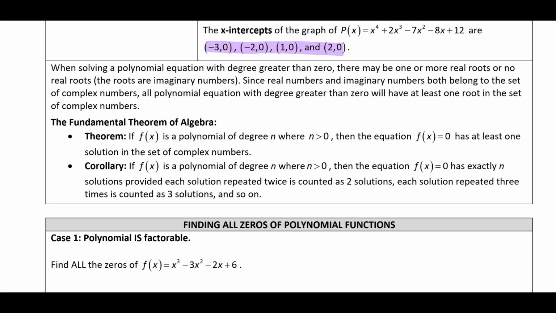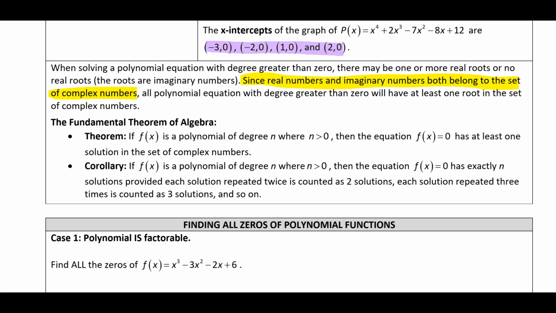What the fundamental theorem of algebra tells us is that if there's a polynomial of degree n, so any degree other than 0, so first degree, second degree, third degree, fourth degree, all the way up to whatever degree you want, then that equation is going to have at least one solution in the set of complex numbers. Now, it's easy to think that when we say complex numbers, we mean imaginary numbers. But if you'll recall, both real numbers and imaginary numbers belong to the set of complex numbers. So both of those different number sets, the real numbers and the imaginary numbers, live within the complex set.